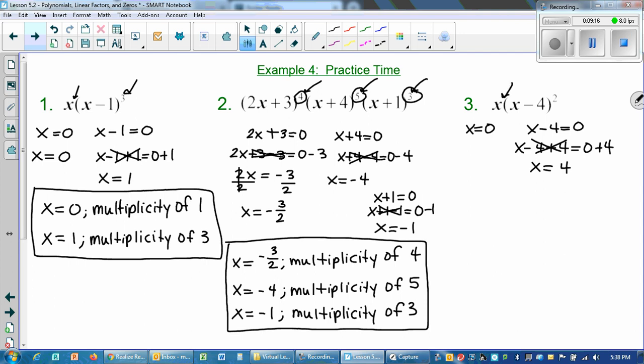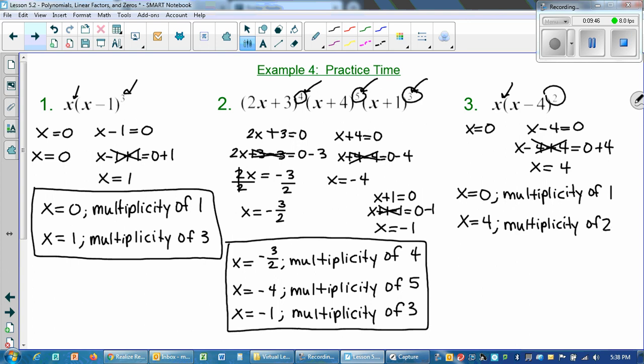My first zero, x equals 0, did not have an exponent other than 1, so I have a multiplicity of 1. And my second zero, x equals 4, had an exponent of 2, which means I have a multiplicity of 2. 2 factors, 2 zeros, and their multiplicities. And that is my final answer for our practice problem.